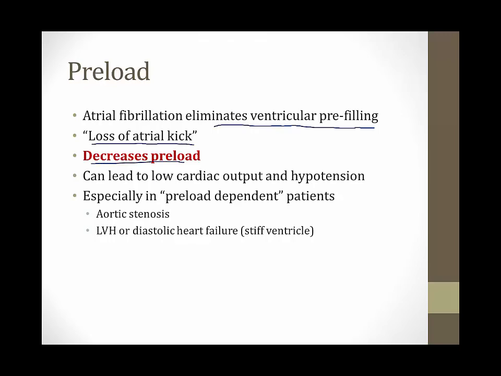This can, in some cases, lead to a low cardiac output and hypotension, especially in patients that are what's known as preload dependent. For example, patients who have aortic stenosis need their preload in order to generate enough output to get past the stenotic aortic valve. Patients who have left ventricular hypertrophy or diastolic heart failure have stiff ventricles. They need the atrial kick in order to fill that stiff ventricle. So in these types of patients, you can sometimes see symptoms of cardiogenic shock when patients go into atrial fibrillation with a very rapid heart rate.